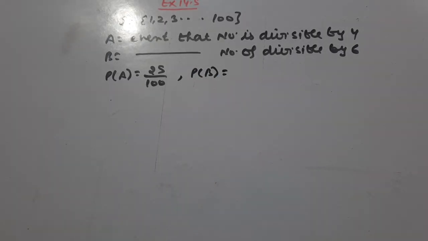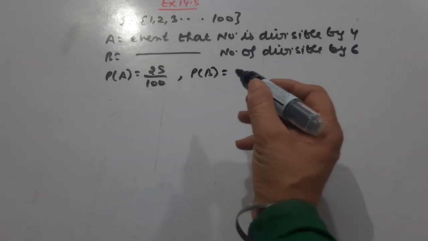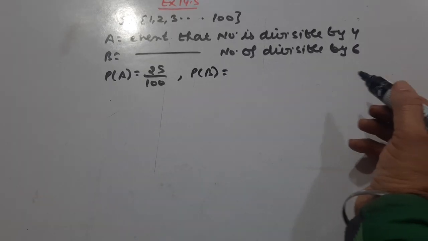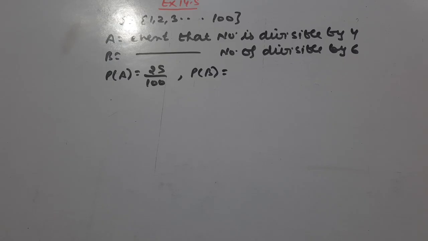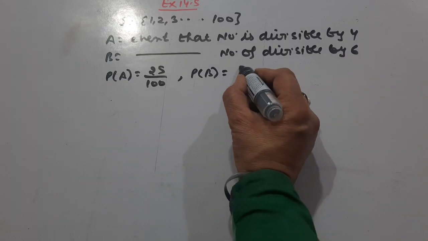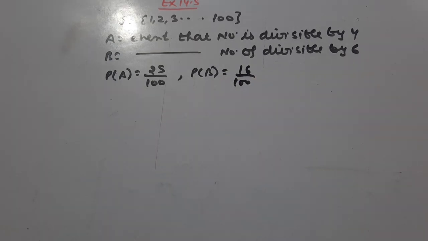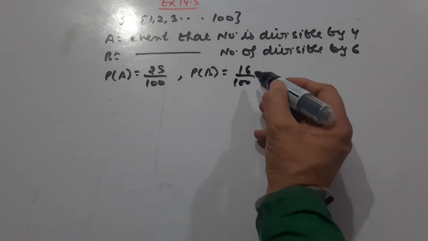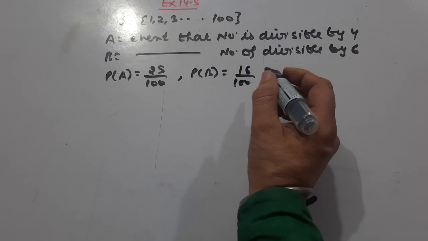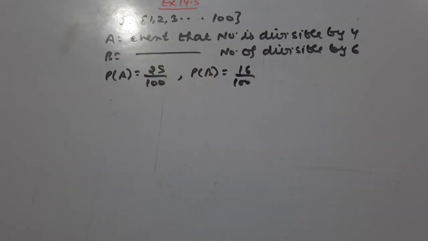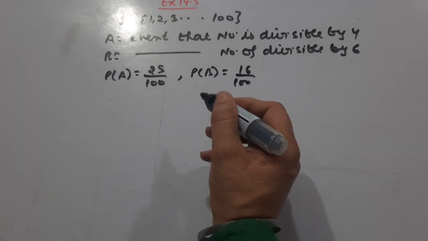Now P of B. P of B means probability that number is divisible by 6. So between 1 to 100, numbers which are divisible by 6, these are 16. 16 upon 100. What we do, divide 100 by 6, we get 16 as quotient. So there are 16 numbers which are divisible by 6 between 1 to 100.